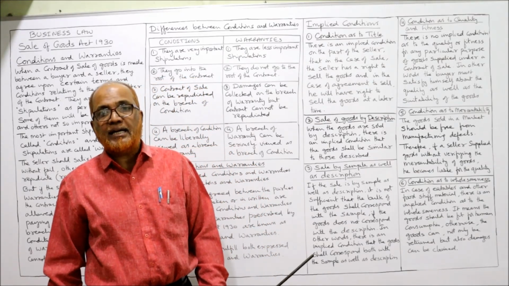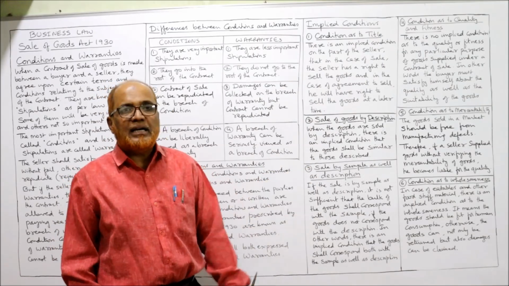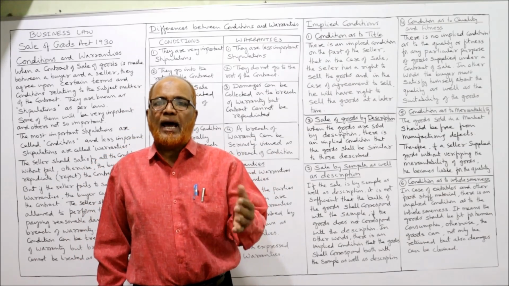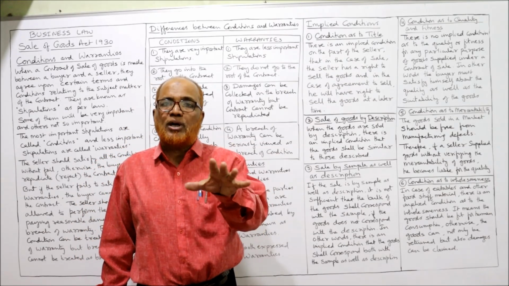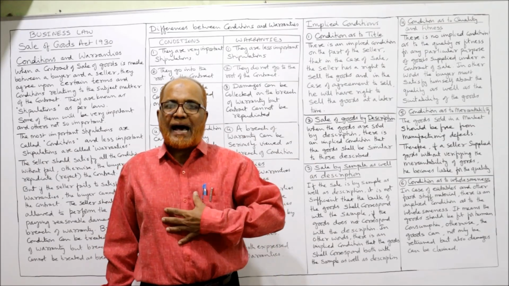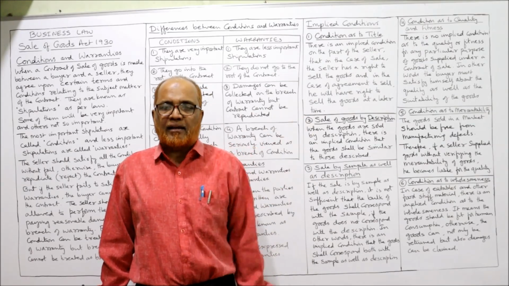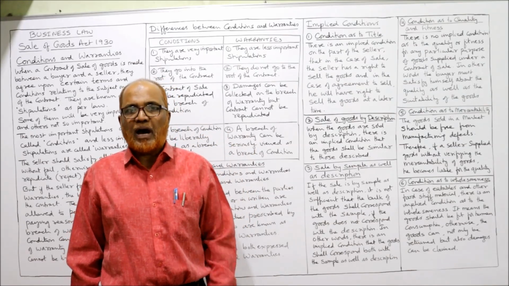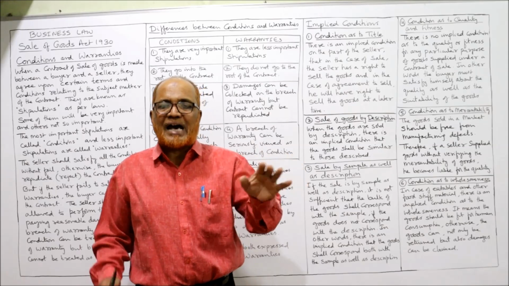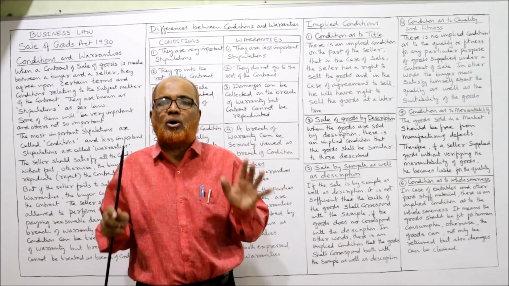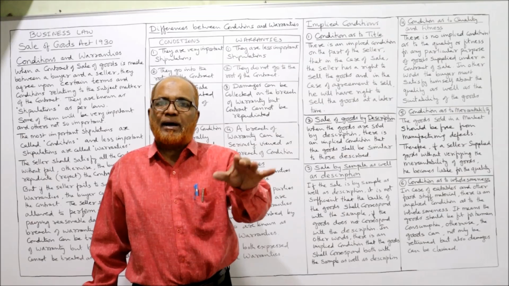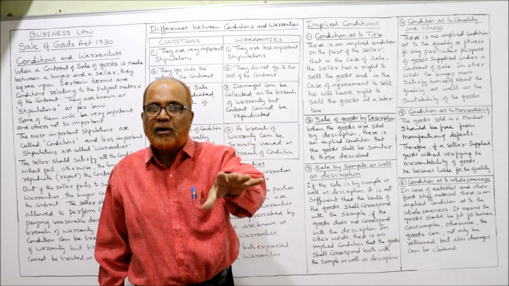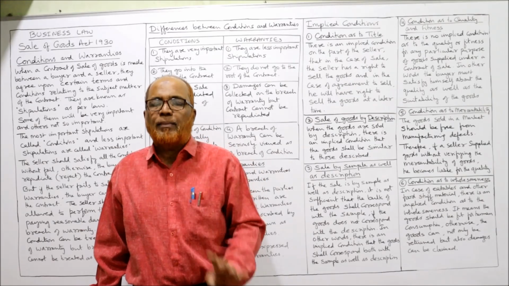Condition as to title. Second, sale of goods by description. Sometimes goods are sold according to the description given by the buyer. Suppose I am the buyer. I will go to the seller and say that I want this type of goods, and I have given the complete description of the goods. It is called sale by description. That means the seller is selling the goods according to the description given by the buyer.